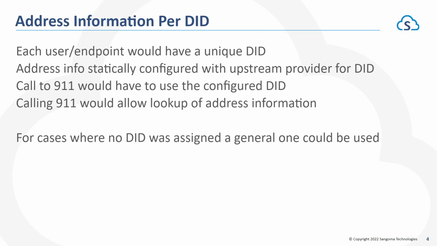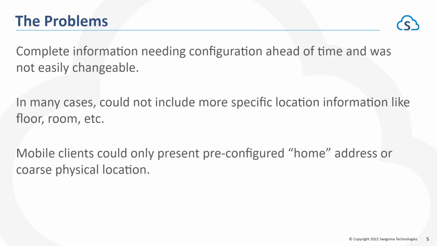And then for cases where no DID is assigned to a user or endpoint, a general one is commonly used, such as a general one for a business, a number that might go to the reception desk, something like that. This inherently, however, does have some problems with it. The complete information needs to be configured ahead of time, and isn't easily changeable. And in many cases, you can't really include more specific location information like floor, room, etc.